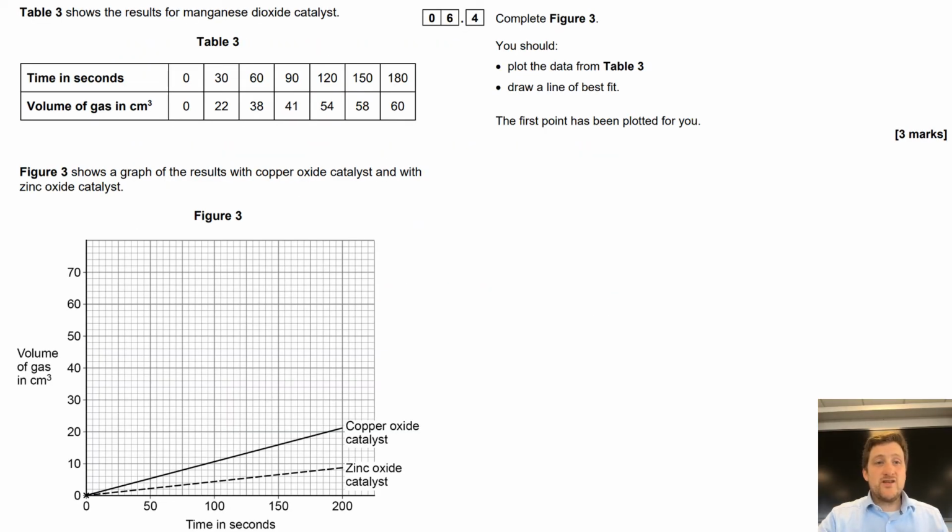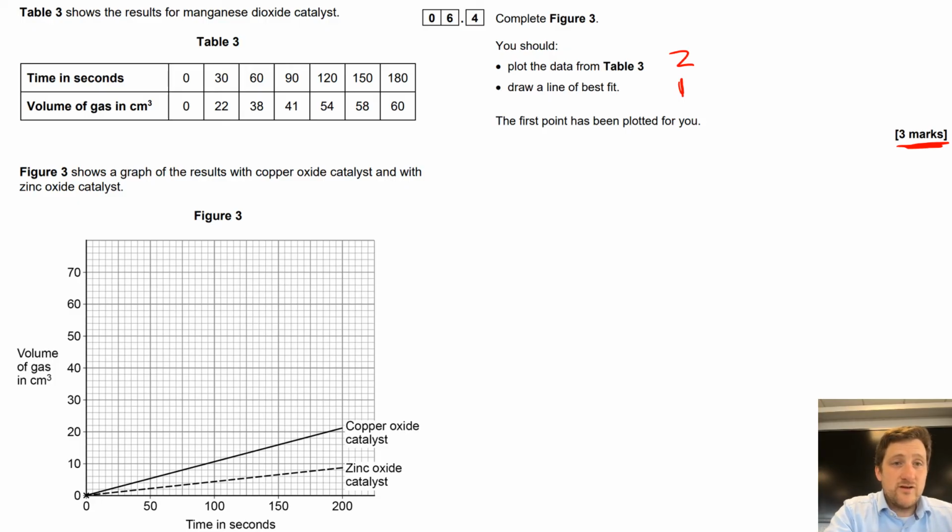Okay, we then have this, we need to plot a graph. Now if you look, it is 3 marks for this question. Plot the data from table 3, draw a line of best fit. There's only 3 marks for this, which means it's going to be 2 marks for plotting the data and 1 mark for drawing a line of best fit. So you need to be really careful with your data when you're plotting it. They've said the first point has been plotted, which is perfect because that's our 0, 0.